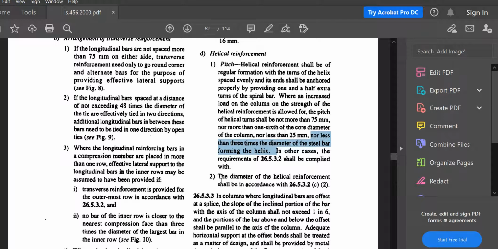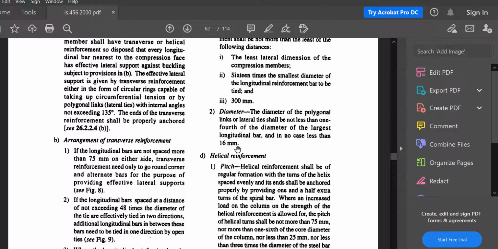Also, the diameter of the helical reinforcement shall be in accordance with 26.5.3.2 C2. That is, the diameter of the polygonal links or lateral ties shall not be less than 1/4 of the diameter of the largest longitudinal bar, and in no case less than 6 mm. I told you to change, this is 6 mm.